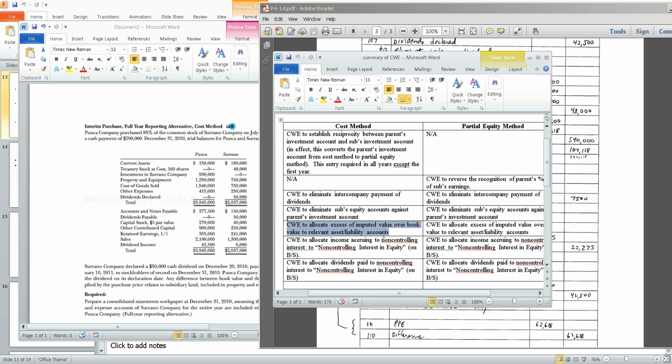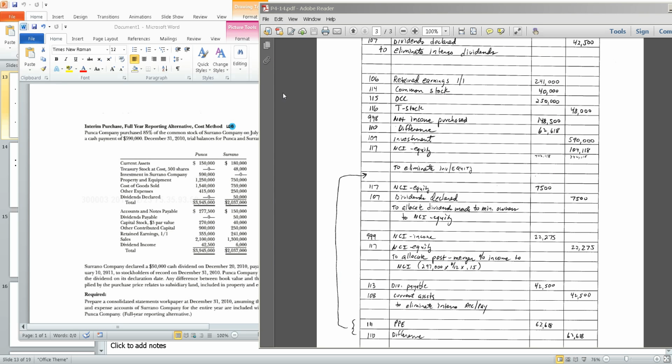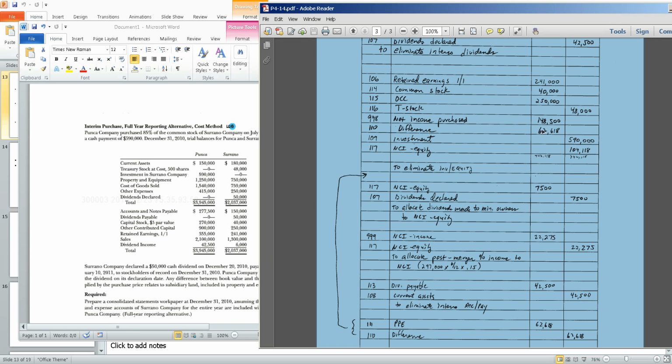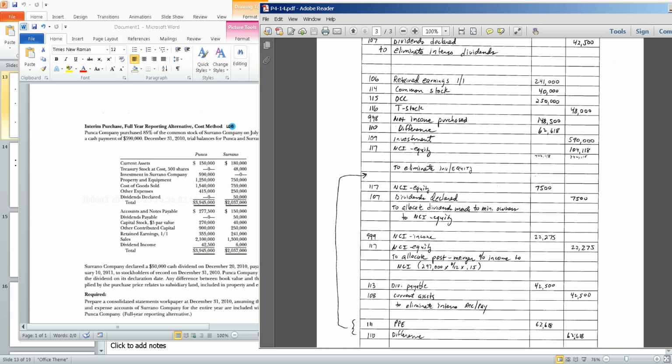The next entry is to allocate the excess of the imputed value of equity over book value of equity to the relevant assets and liability accounts. And that entry was made here. We're told here that this difference of 62,618 relates to appreciated land on the balance sheet of the sub. So we're going to take the balance in that account, credit it here to get rid of it, and transfer its balance over to property, plant, and equipment.